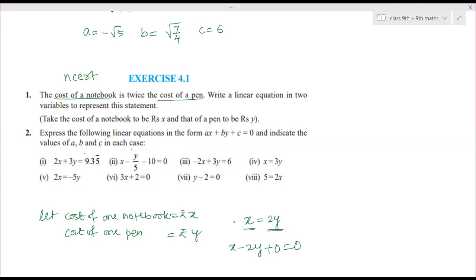And then the second one, can you solve? Express the following linear equation in the form ax plus by plus c is equal to 0 and indicate the values of a, b and c in each case. Do it, all 8 questions.